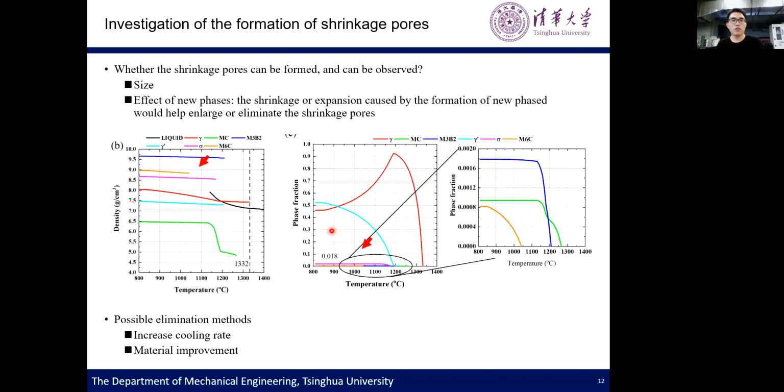So from this discussion, we have two possible elimination methods for the shrinkage cage pores. First is to increase the cooling rate, so we can have smaller shrinkage cage pores, which can be easily eliminated by the expansion of the gamma prime phase. And the second one is material improvement. For example, we can reduce the material shrinkage ratio.